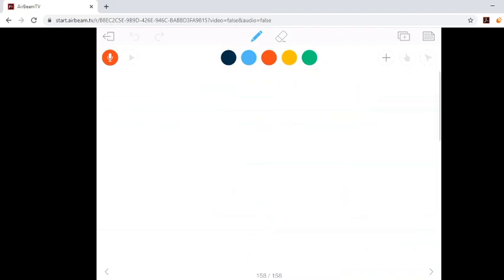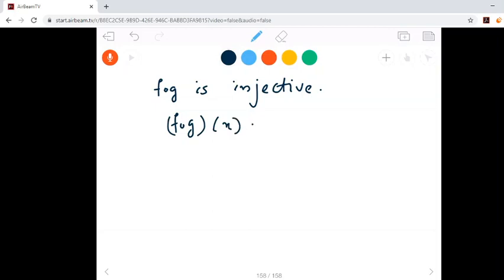Now, suppose f composite g is injective, means this function is one-one. That means f composite g of x is equal to f composite g of y implies x is equal to y. Now, I'm going to prove that if f composite g is injective, g is injective.